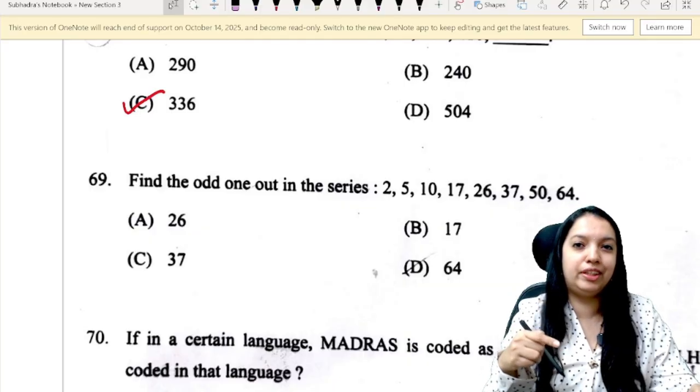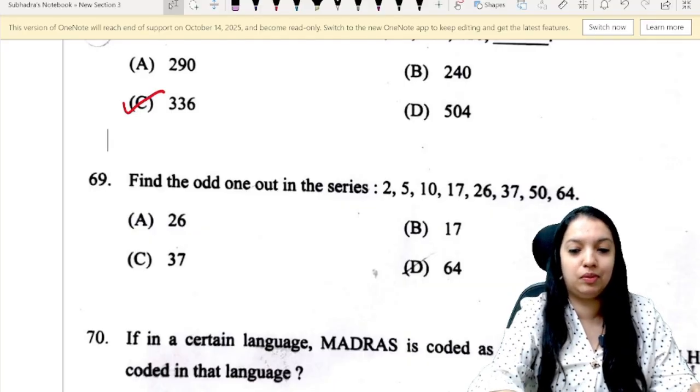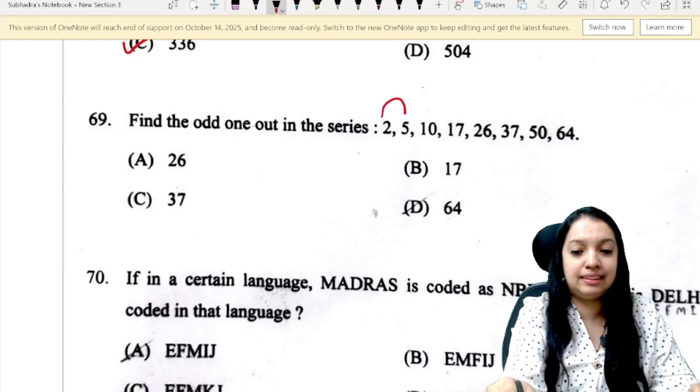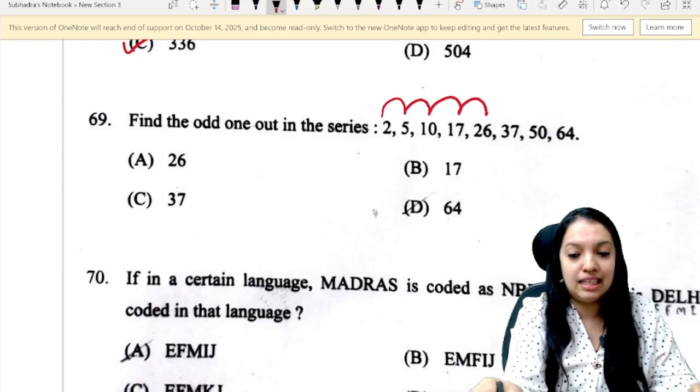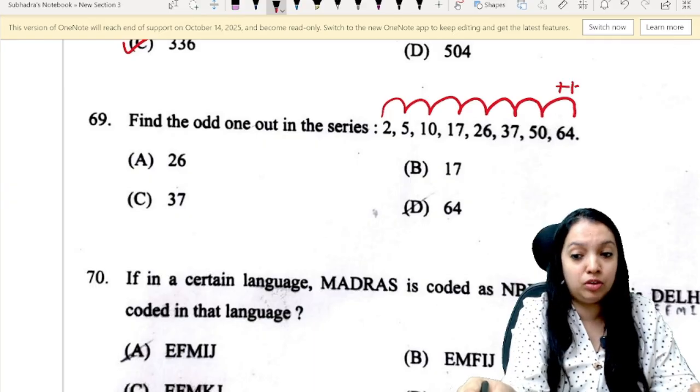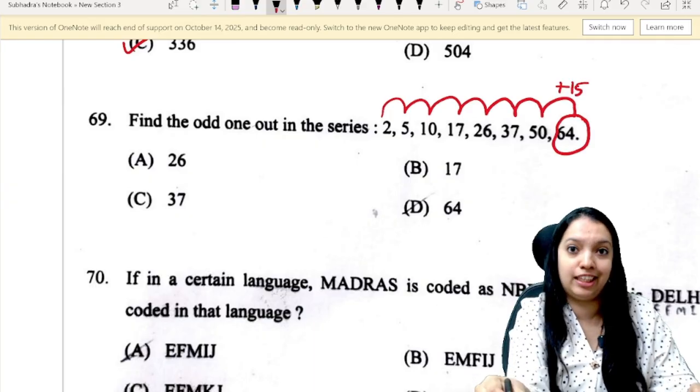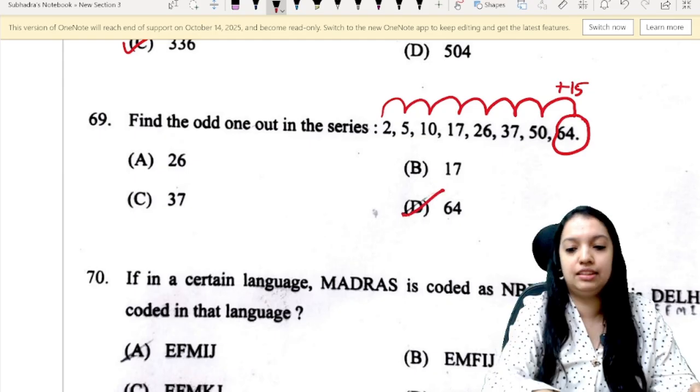Next one, this question we did in the quiz, if you remember the Monday quiz. This is plus 3 plus 5 plus 7 plus 9 plus 11 plus 13 plus 15. But when you do plus 15, you are not getting 65. It should have been 65, correct? So the correct answer is 64.